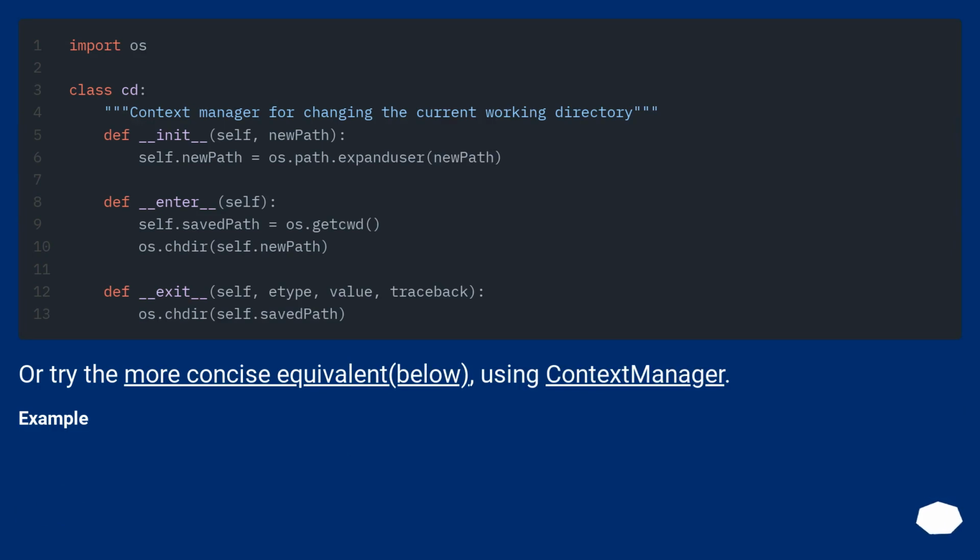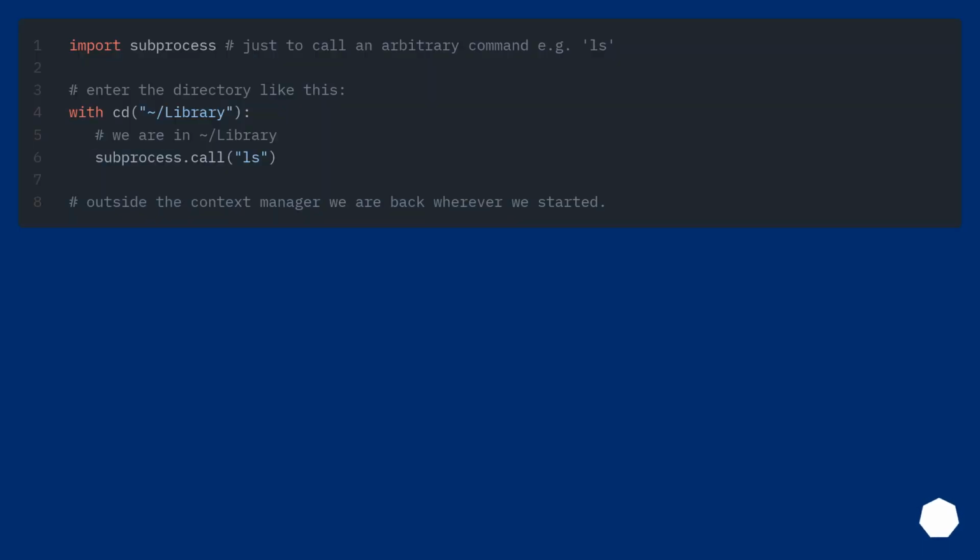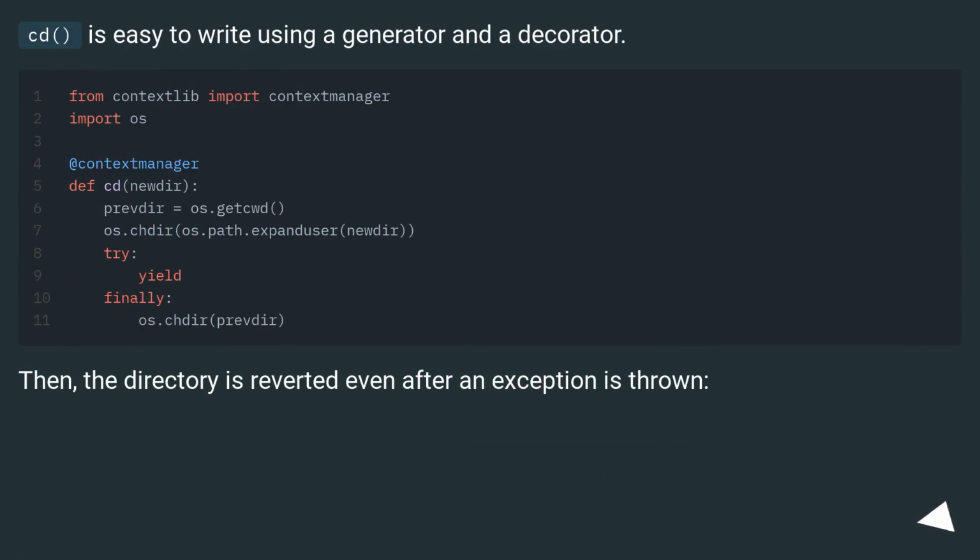Or try the more concise equivalent below, using contextmanager. Example. cd is easy to write using a generator and a decorator. Then, the directory is reverted even after an exception is thrown.